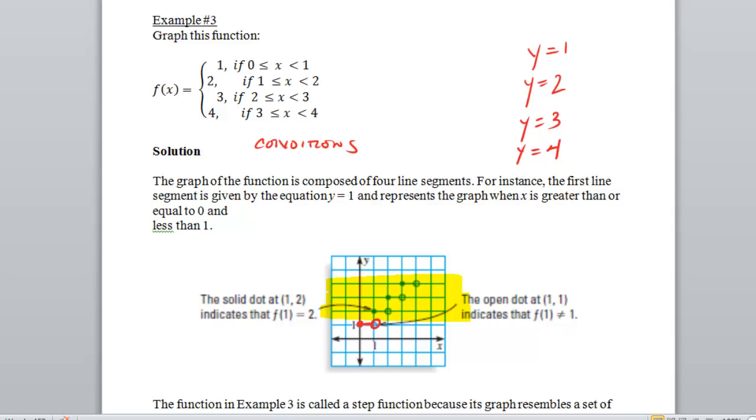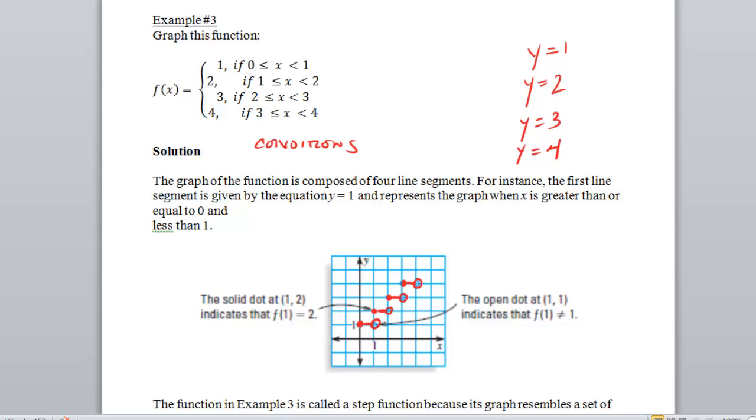So y equals 1, but only between 0 and 1, and a closed dot at 0 and an open dot at 1. And so in essence, that's what we've got going on all the way across each of these pieces. You can see the second piece is from 1 to 2. It's closed on 1, open on 2. Y equals 3 is from 2 to 3. And then y equals 4 is from 3 to 4. And then of course we don't need all of those entire horizontal lines. We only have these little small pieces of each of these horizontal lines.